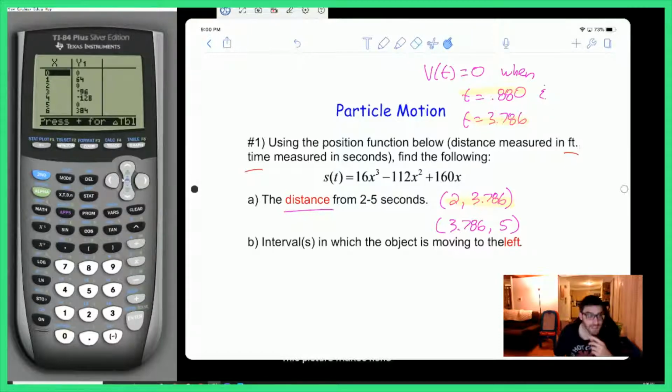So let's now find the answer. Let's go to the calculator. What I need to do is find the accumulation of distance from t equals 2 to t equals 3.786.